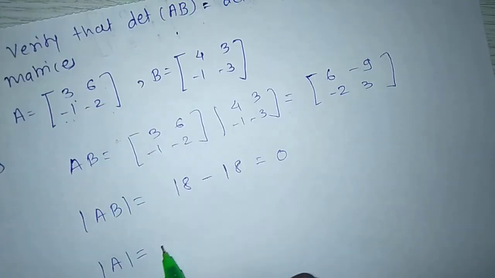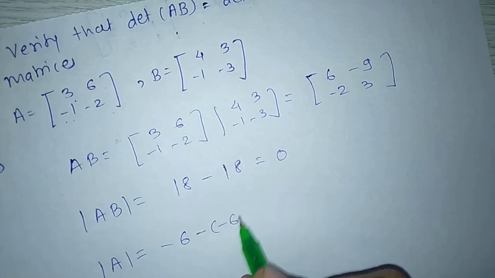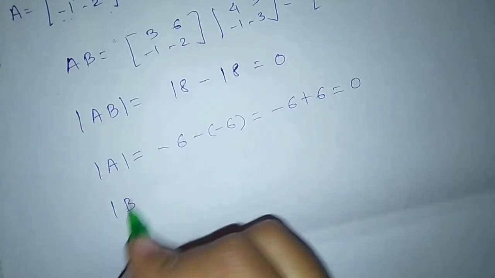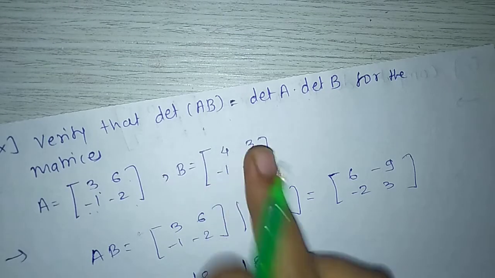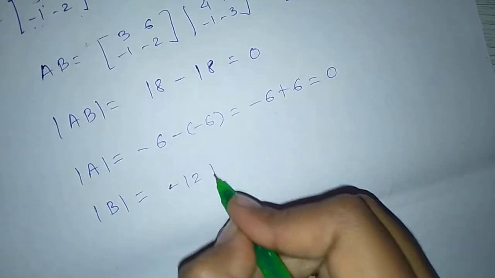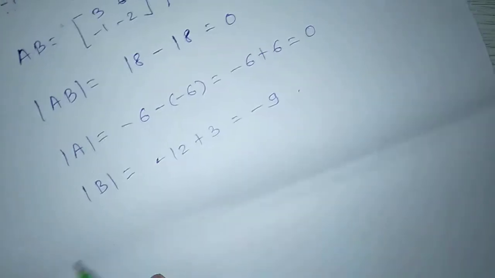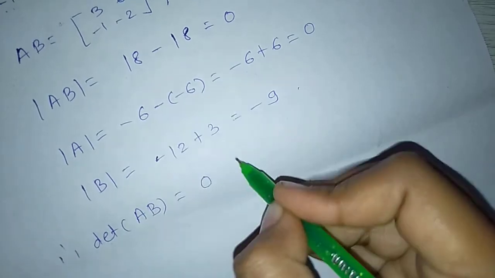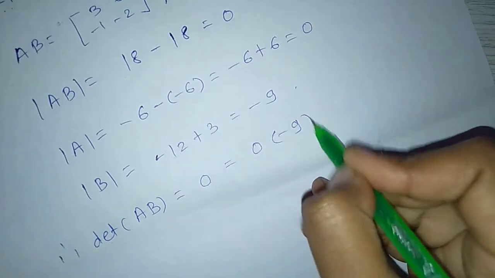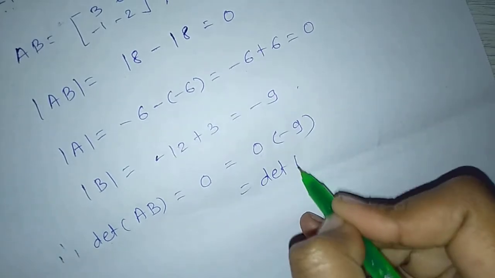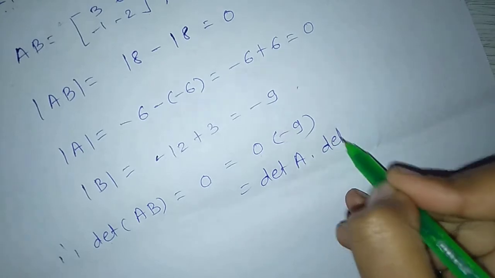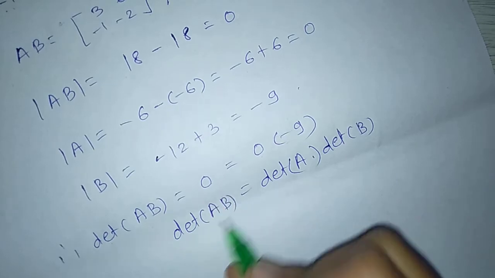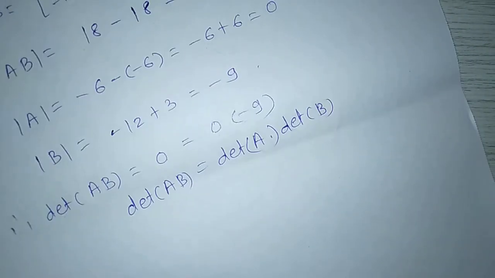Next, calculate determinant of A. Determinant of A is minus 6 plus 6 equal to 0. Next, determinant of B equal to minus 12 plus 3, equal to minus 9. Therefore, determinant of A into B equal to 0, which is equal to 0 into minus 9, and 0 is the determinant of A and minus 9 is determinant of B. So here determinant of AB equal to determinant of A into determinant of B we get.